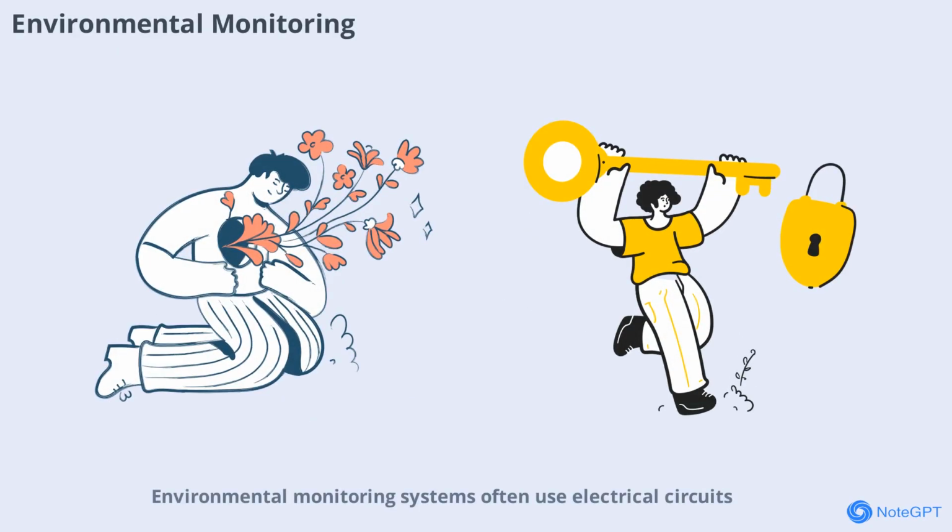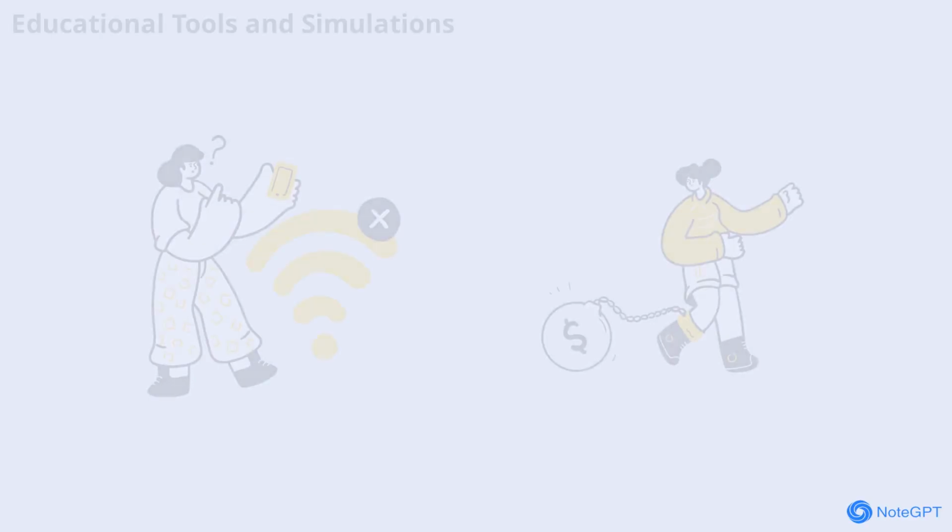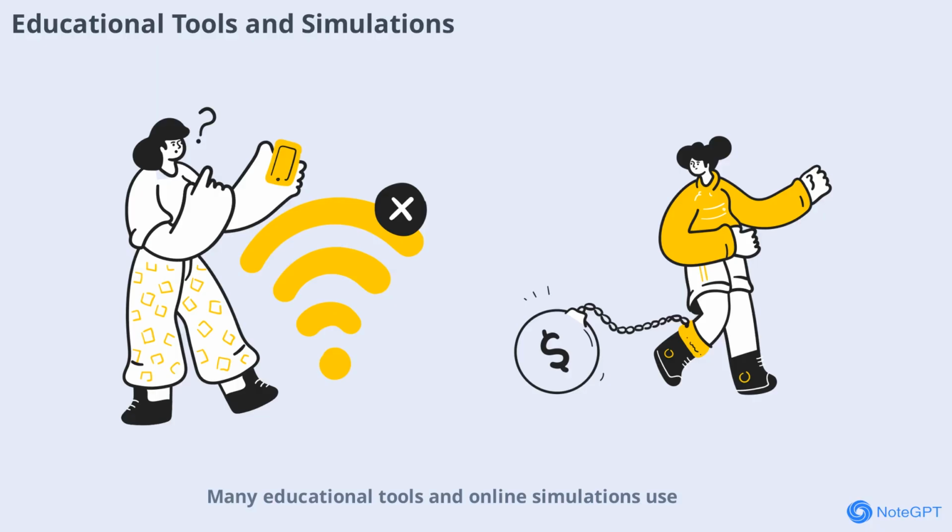Environmental monitoring systems often use electrical circuits to collect and transmit data from sensors. Kirchhoff's laws help ensure that these circuits operate reliably in remote or harsh conditions, supporting efforts to track pollution, weather, and wildlife. Many educational tools and online simulations use Kirchhoff's laws to teach students about circuits.